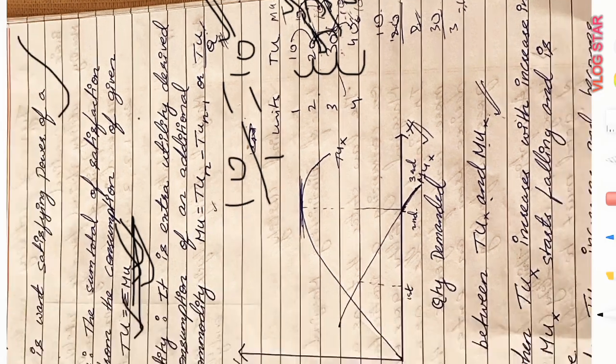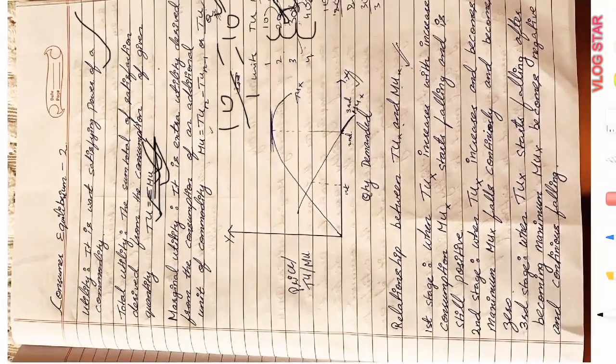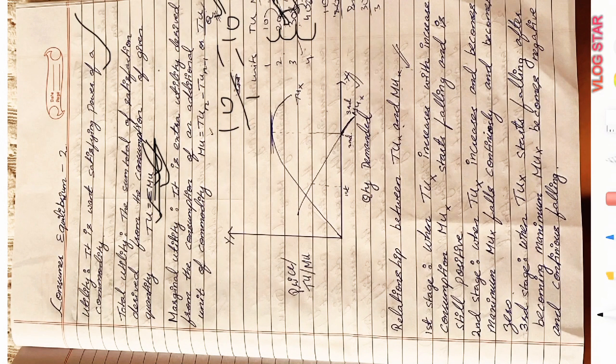Now let's come to the relationship between total utility and marginal utility. Over here you need to symbolize the x-axis and y-axis, because everything has a mark. So price, quantity demanded, TU and MU, that is total utility and marginal utility, are represented by the y-axis, and quantity demanded is represented by the x-axis.